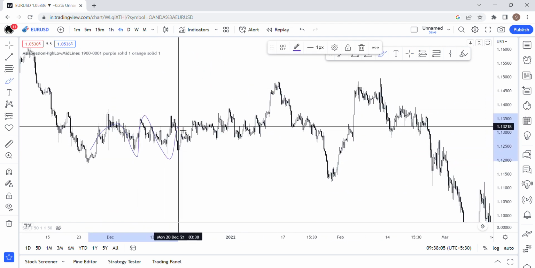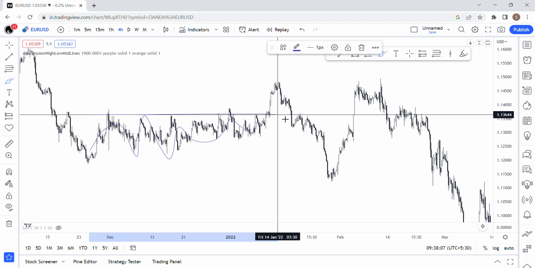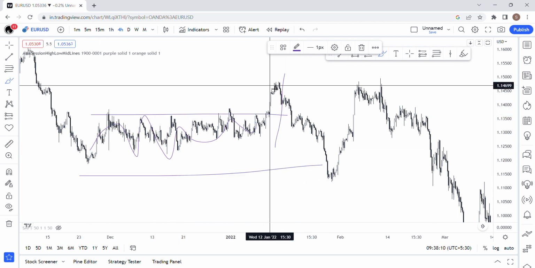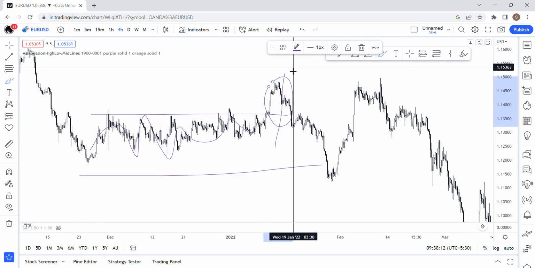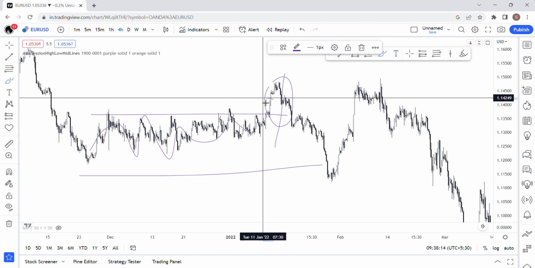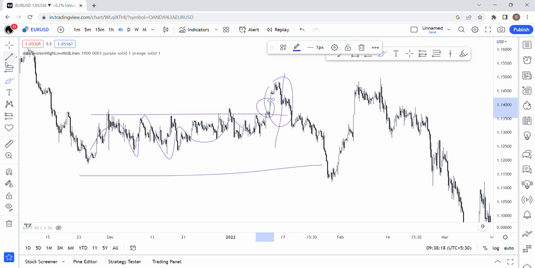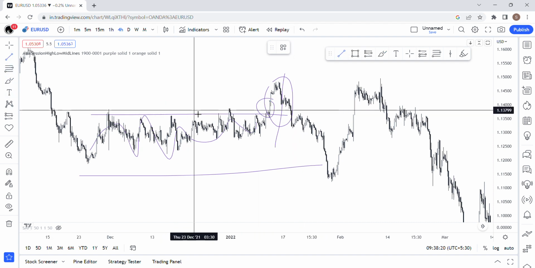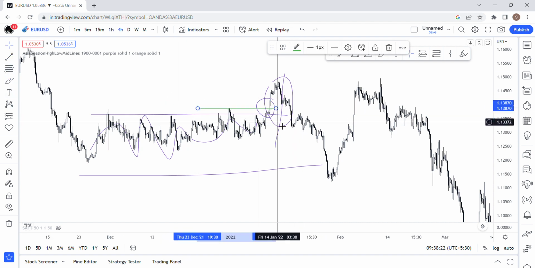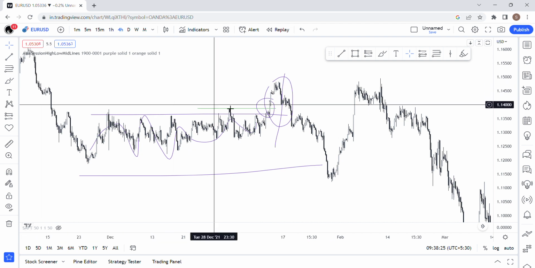See, accumulation, manipulation. See this big push. Many retail traders will view this as a break of the structure, right? But according to us, after the buy side liquidity is taken, we look for sells, right? We look for sells, and it mitigated this imbalance here.